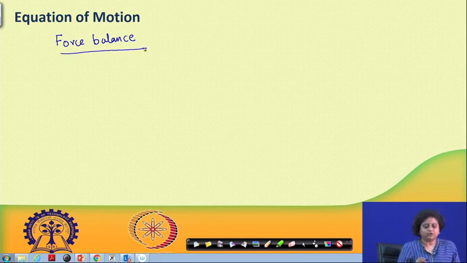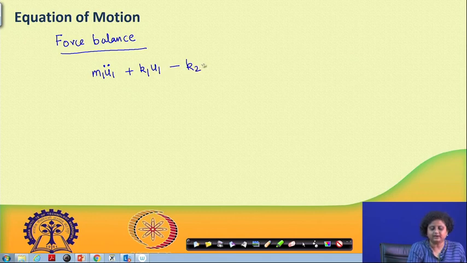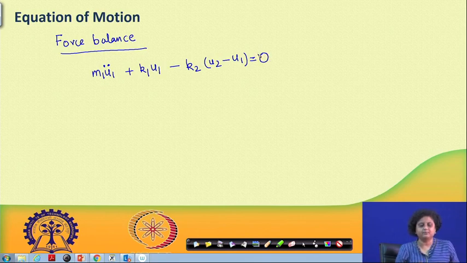So, by doing the force balance on mass m1, I can write that as m1 u1 double dot plus k1 u1 minus, because this force was taken in the negative direction. So, I have k2 (u2 minus u1) equals to 0, since this is a free vibration problem and there is no externally applied force.